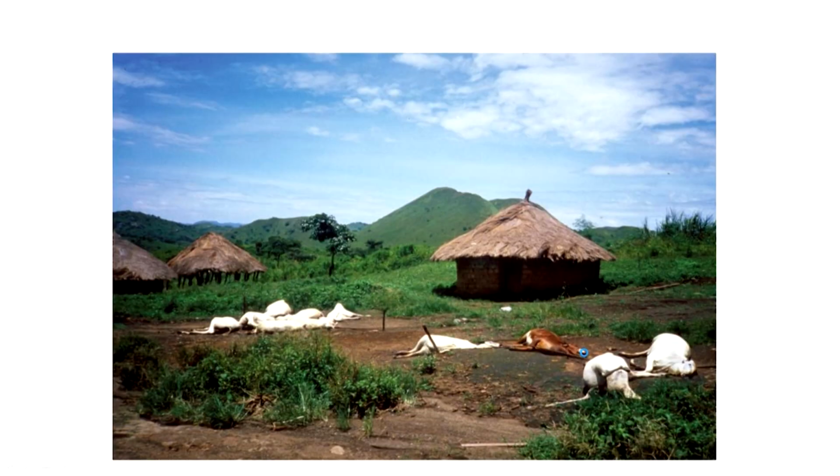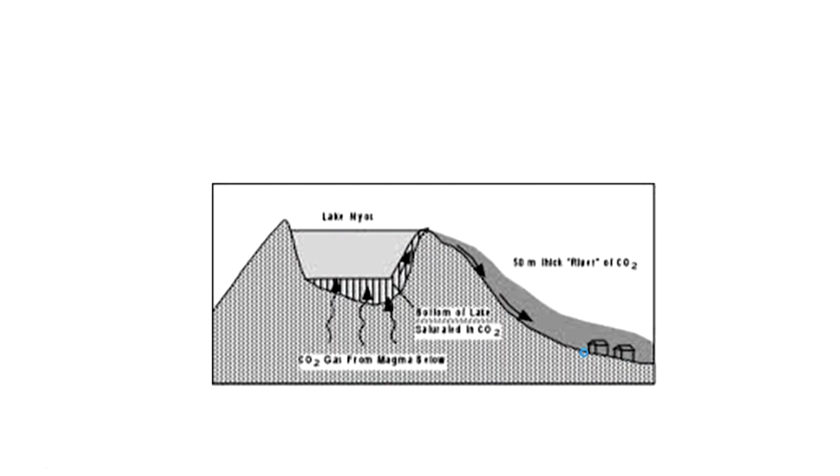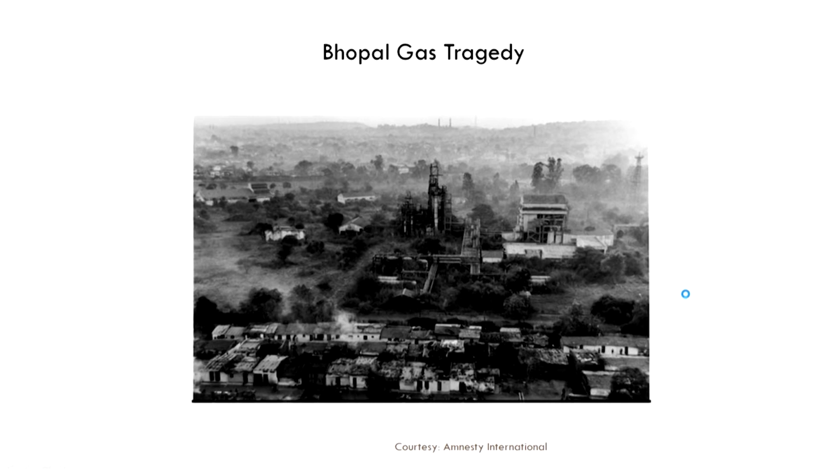Cattle and people dying. Why? It is colorless and odorless, so people really can't figure out what is happening. Again, this is from the Lake Nyos disaster: carbon dioxide gas from the magma. Carbon dioxide was released in huge quantities and traveled along, and it looks like a 50 meter thick layer of carbon dioxide formed, and there were a considerable number of deaths of people and cattle.